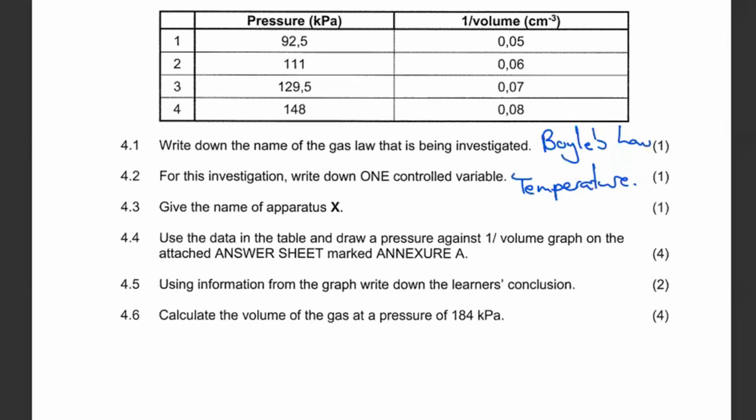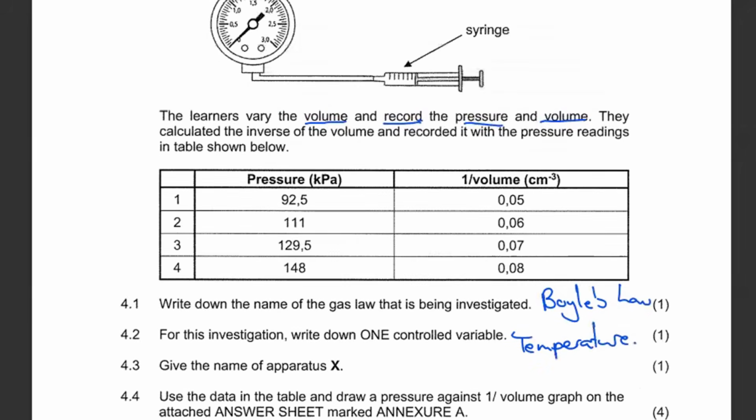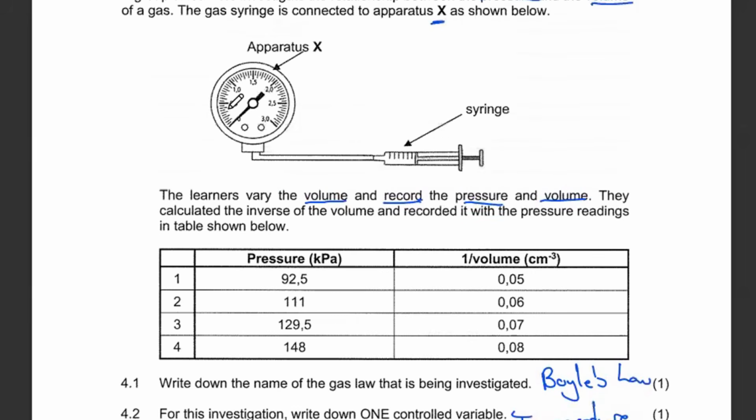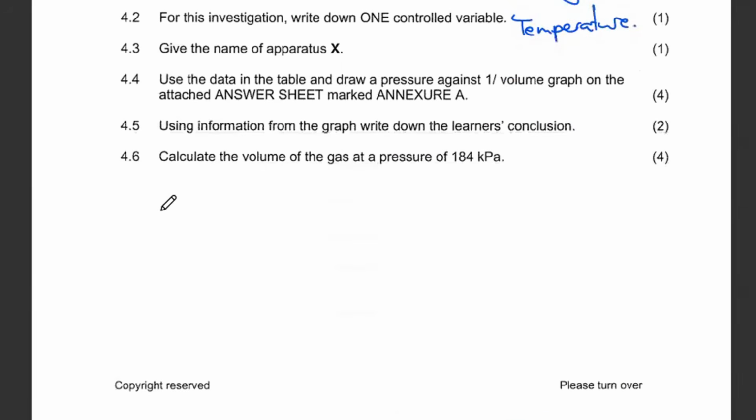Then the name of apparatus X. If we look at X, you can see it's a gauge. What are we trying to measure? Pressure. So at the end of the day, apparatus X is a pressure gauge.